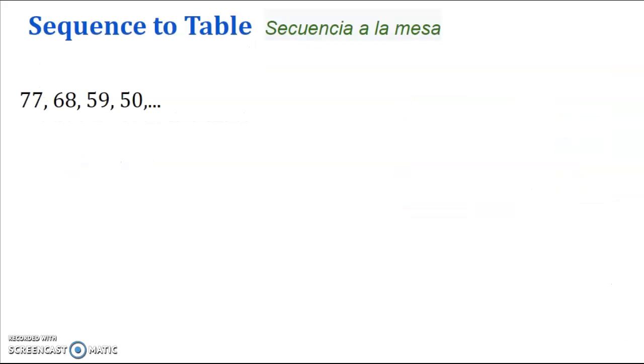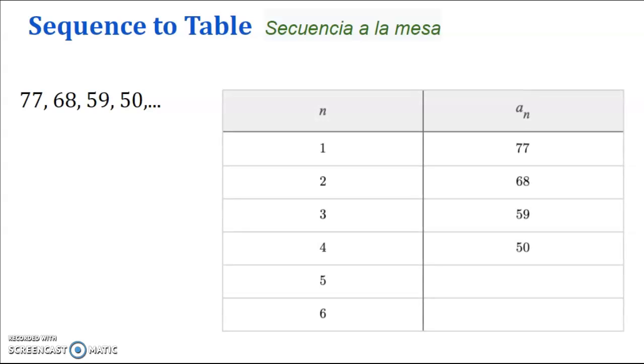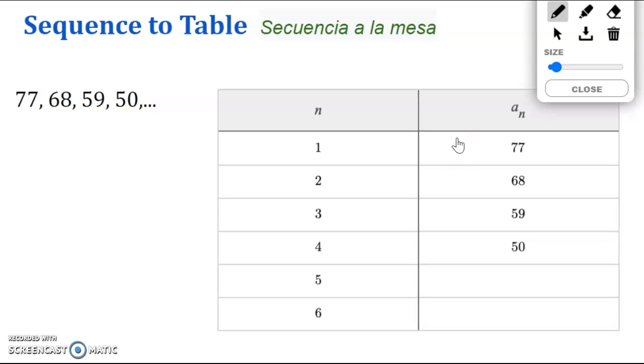Okay, so let's summarize what we figured out. If you have a sequence 77, 68, 59, 50, then we can put the sequence, the first term, the value of the first term when n is equal to 1, or a of 1. So n is 1, a of 1. So instead of a of n, now this is a of 1 is 77.